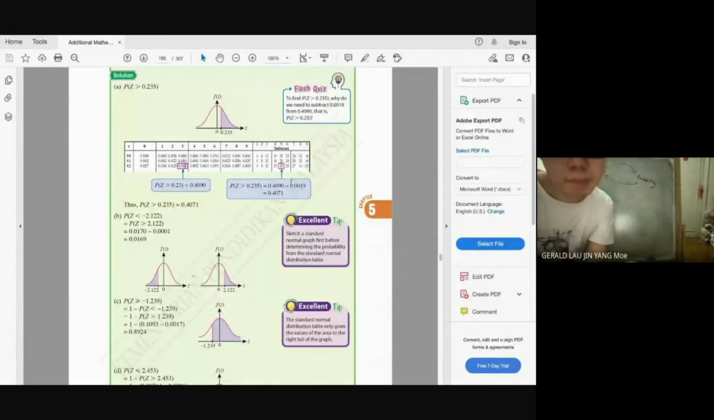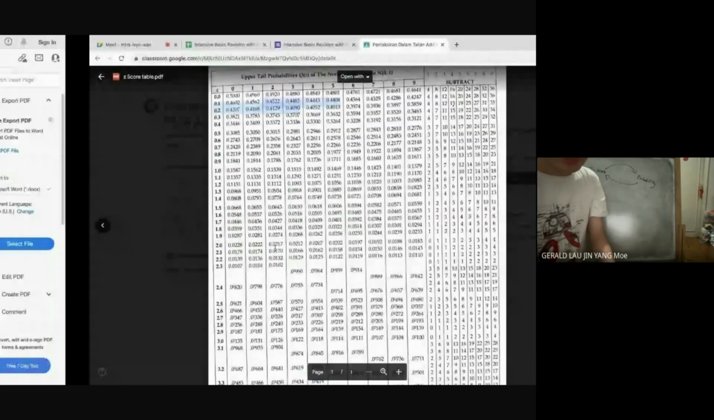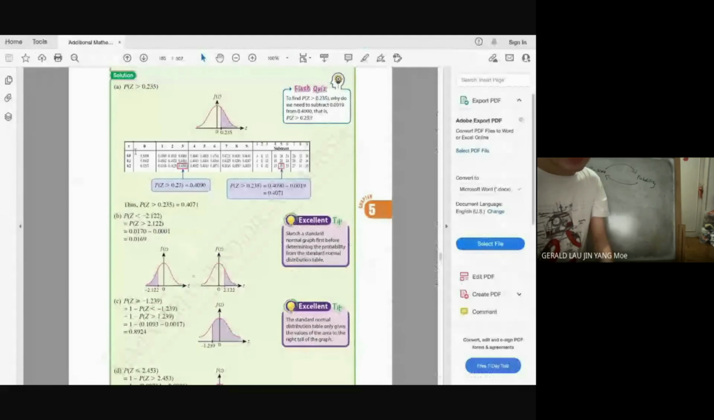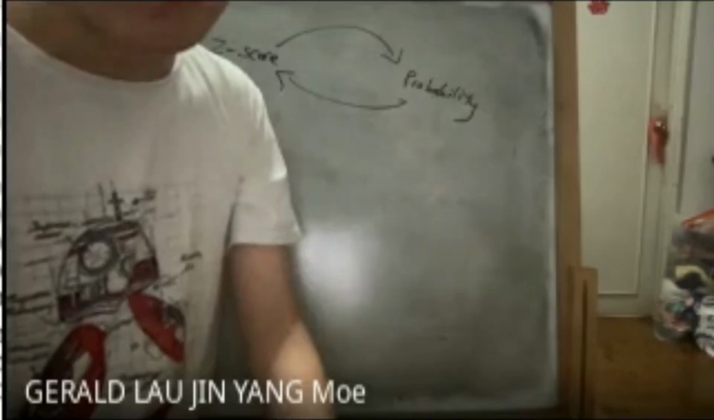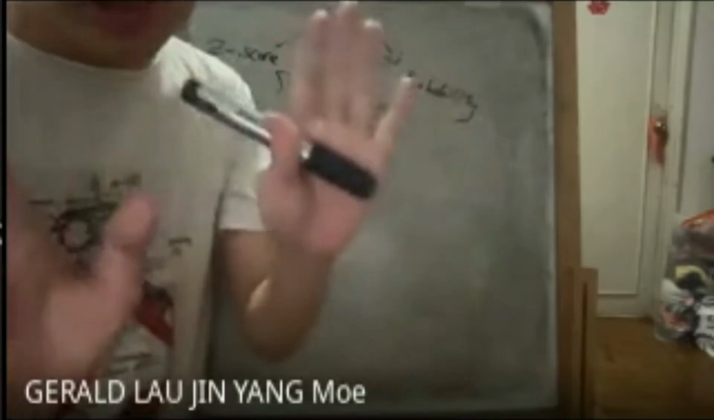0.4090 minus your 0.0019, okay? Your probability is 0.4071. Who is confused? This is how you find your probability from the Z-score table. Based on the Z-score table, your Z-score is 0.2 over here, 3, 5. So your probability is this one minus this one, 0.0019. Who cannot find it using the Z-score table?